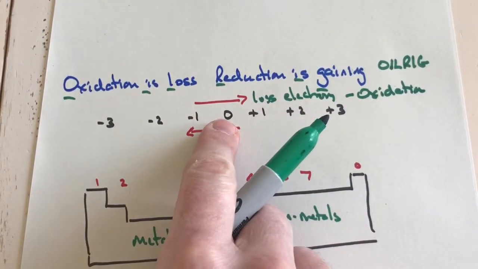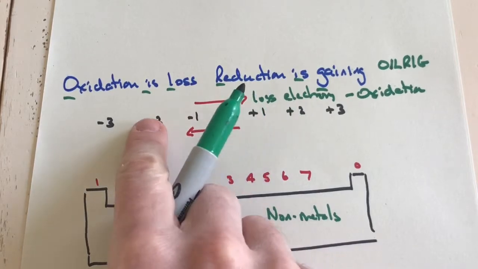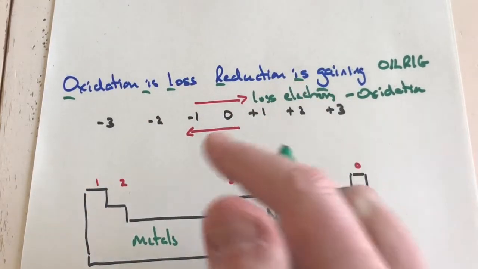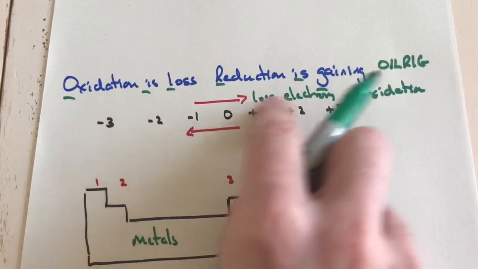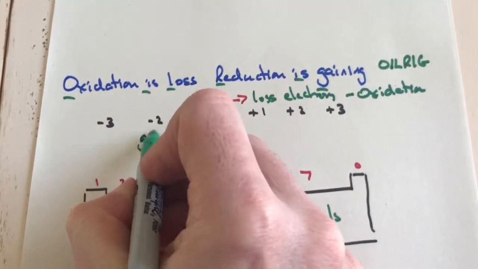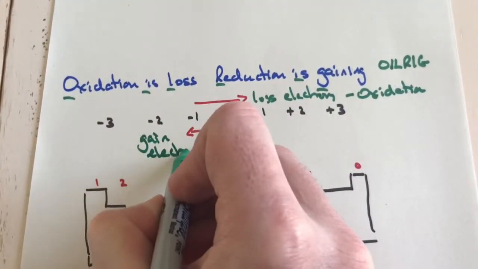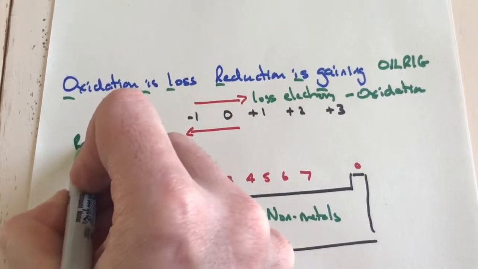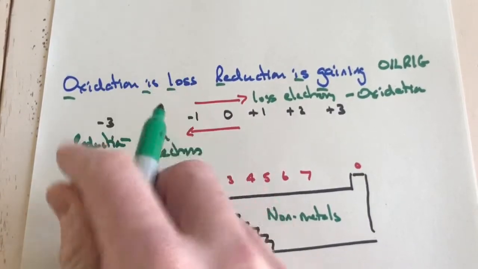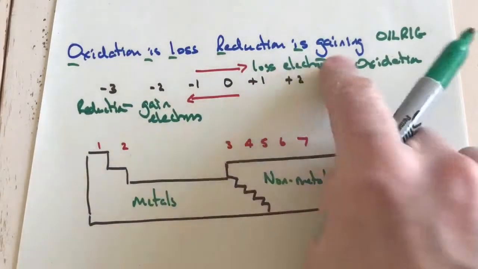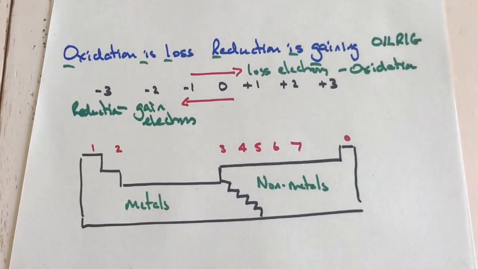Opposite is true, start from 0, we're becoming more negative. How do you become negative? You gain negatively charged electrons. Therefore, gaining electrons is this way. So this way is all about gaining electrons. And what's happening here then is reduction. So if we can remember that key phrase, OIL RIG, that's going to help us to really understand this.